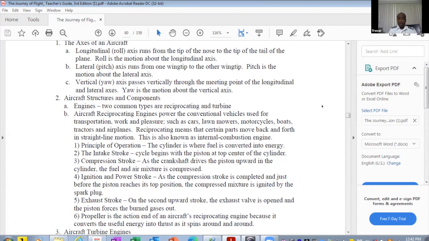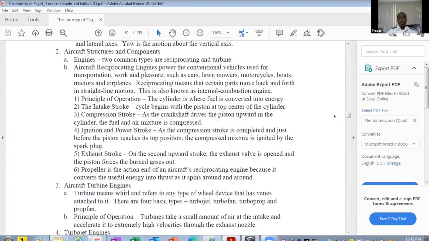And then of course, as it moves from bottom dead center after the compression stroke, it has to find a way to get rid of the waste. So we talk about what is called the exhaust stroke. And in the exhaust stroke, the exhaust valve will open and it will get rid of that exhaust gas by way of what we call the muffler or exhaust pipe.